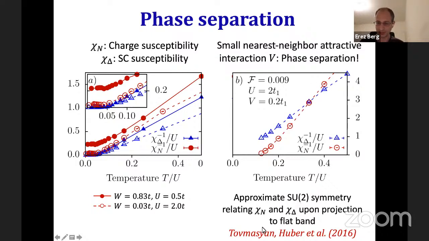This was actually pointed out in a paper by Sebi Huber and company. So that's what I wanted to say about superconductivity in flat bands. It looks like it's possible, and the main competitor, at least in this model, is phase separation, but probably it's possible to have other competing states in other models. Before I move to another topic, let me pause for questions.